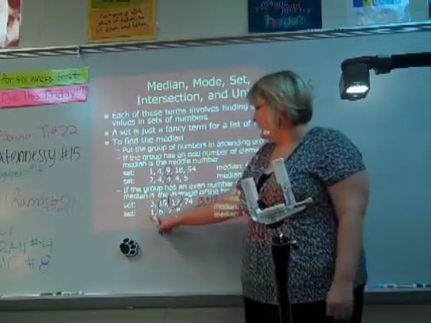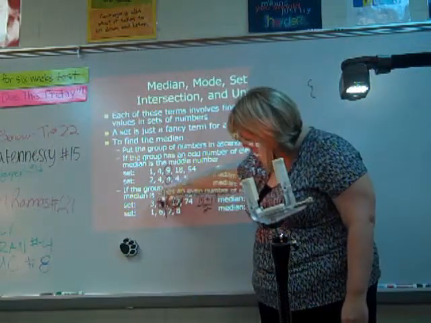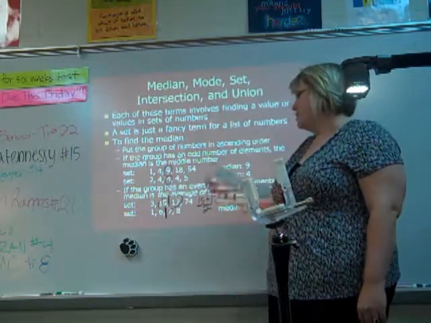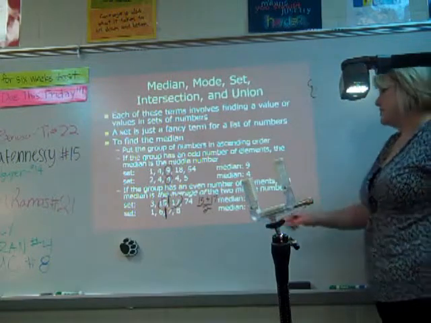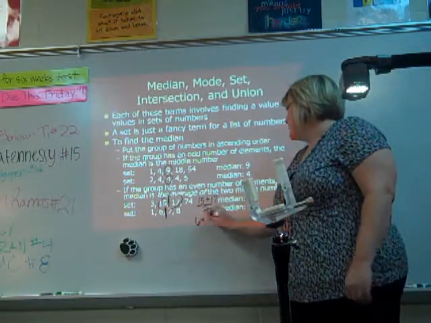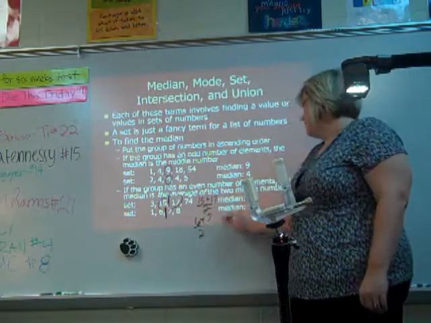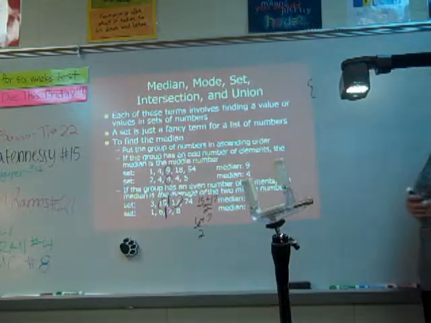Same thing on this one. The middle would be right here between 6 and 7. There's not one number in the middle. The middle is between 2 numbers. So you'd average those together. 6 plus 7 divided by 2, 13 divided by 2 is 6.5.